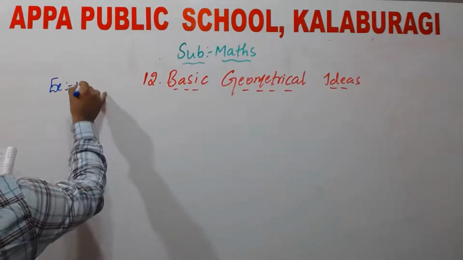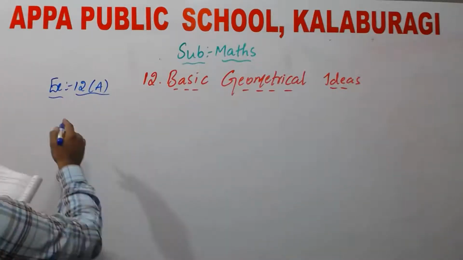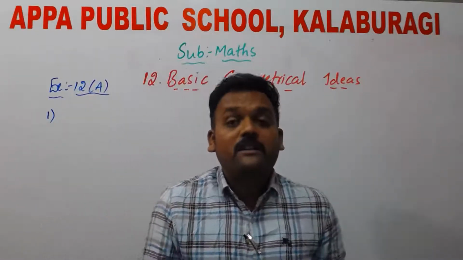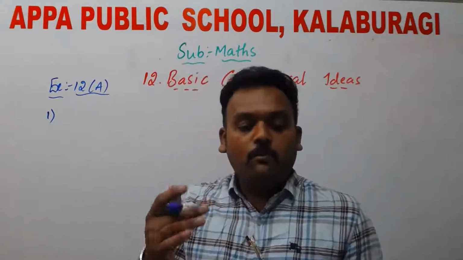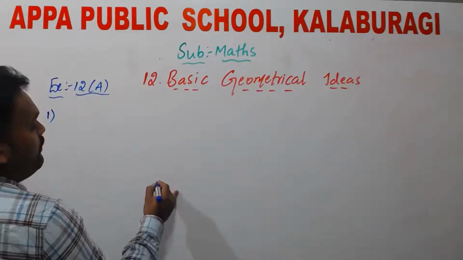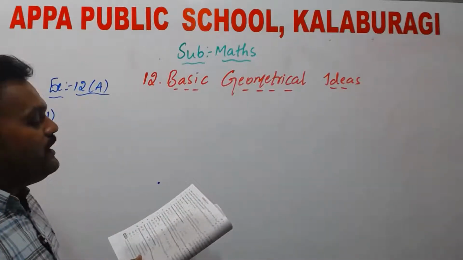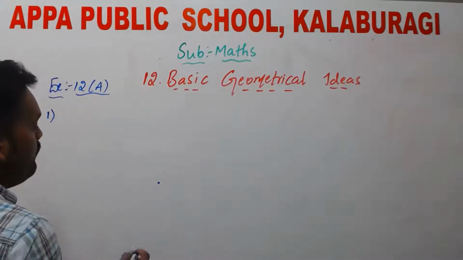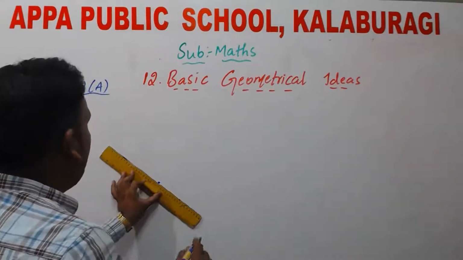Exercise 12A. In the first one, mark a point on your notebook. I will read the question just to understand it. I am marking the point on my whiteboard here, for example. Now, draw a line passing through this point. How many lines can you draw to pass through this point? You should take a scale and pencil.